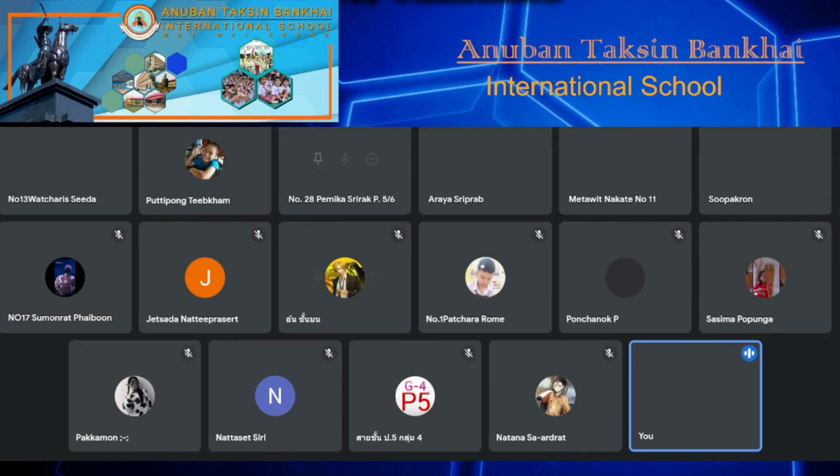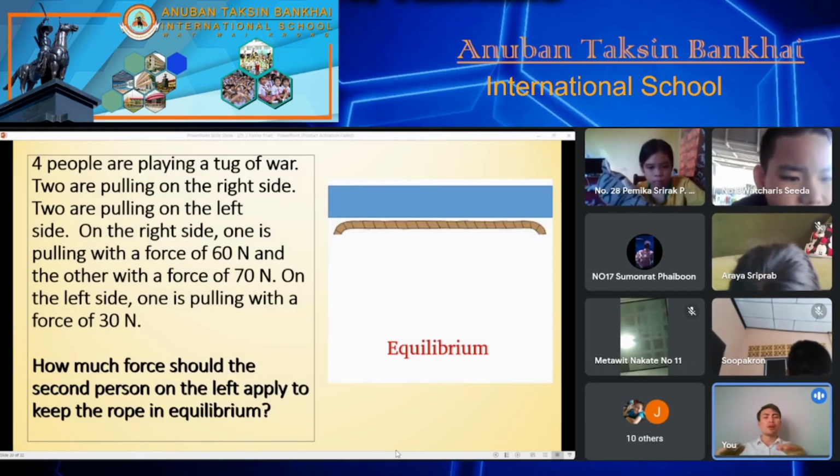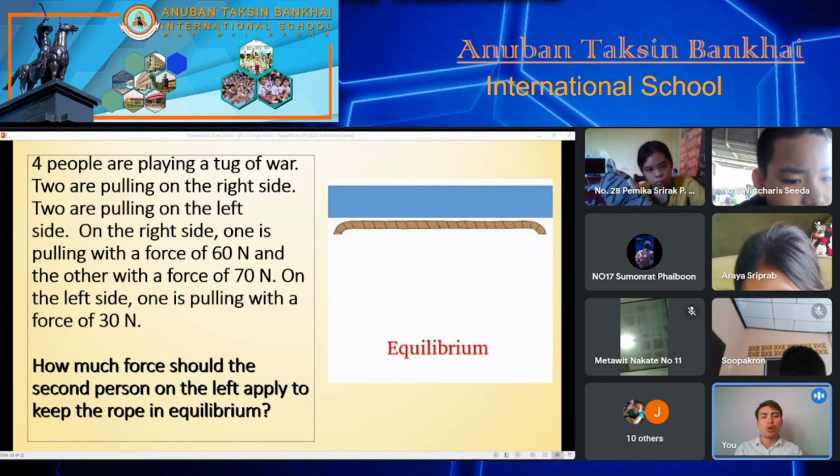On the right side, one is pulling with a force of 60 Newton and the other is 70 Newton. On the left side, one is pulling with a force of 30 Newton. Question: how much force should the second person on the left apply to keep the rope in equilibrium? Equilibrium means balance.